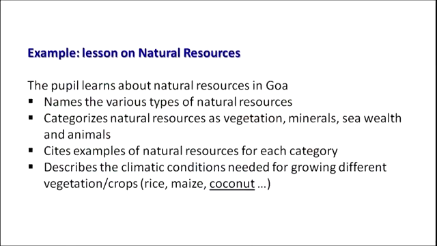These are some of the learning outcomes that I have listed. The pupil learns about natural resources in Goa. Names the various types of natural resources. Categorizes natural resources as vegetation, minerals, sea wealth, and animals. The pupil would cite examples of natural resources for each of the above mentioned categories. The child would also describe the climatic conditions needed for growing different vegetation or crops, for example, rice, maize, coconut, and so on.